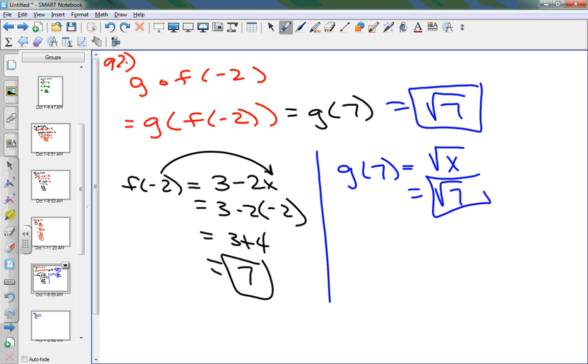Now, you didn't have to do that problem like that. How many of you did the problem exactly like that? How many of you did the composition first and then plugged in negative 2?